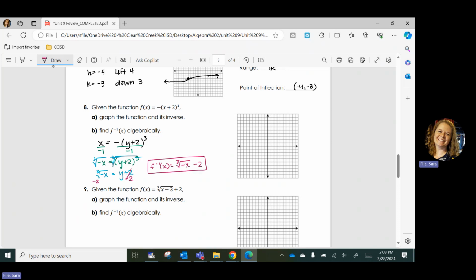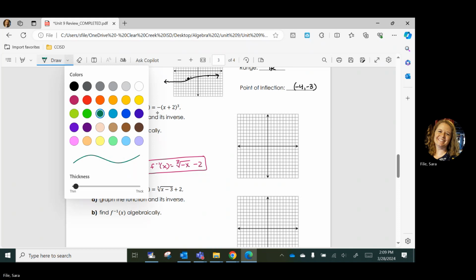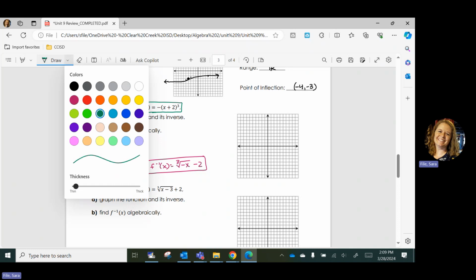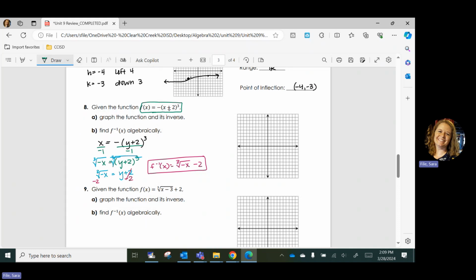So there's the original function, and there's the inverse. And then we graph those, practice graphing. So the original is the cubic function shifted left 2 and reflected. Okay, so I could graph this by hand, but I am going to encourage y'all to use Desmos for your graphing needs.